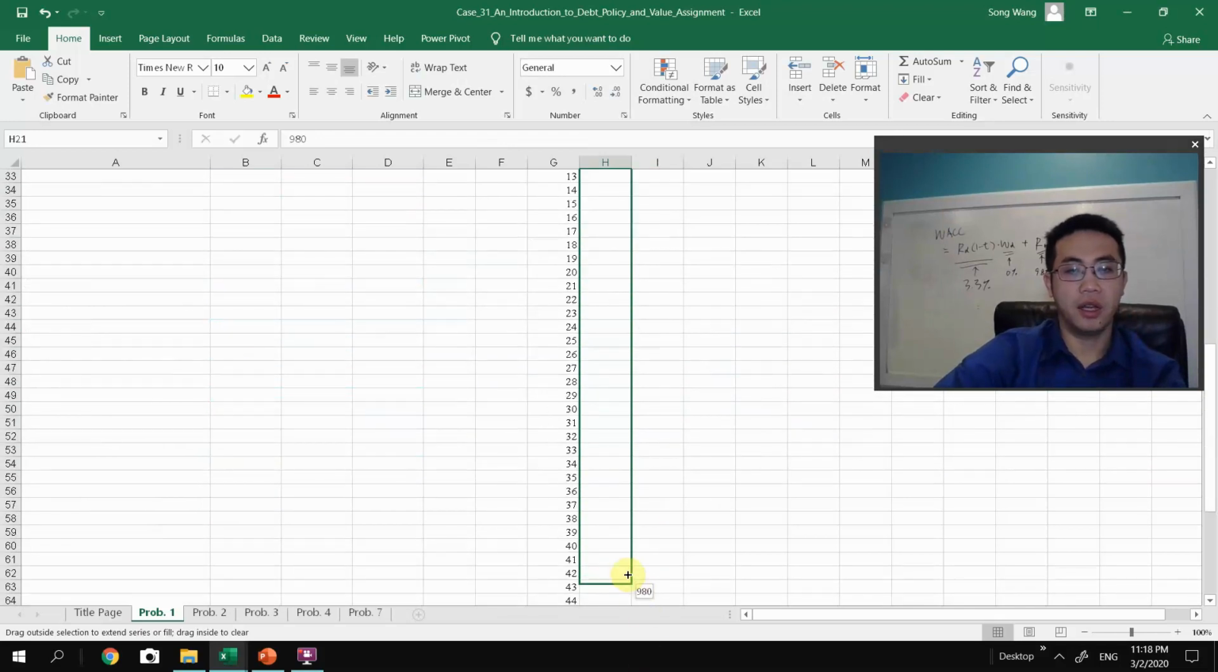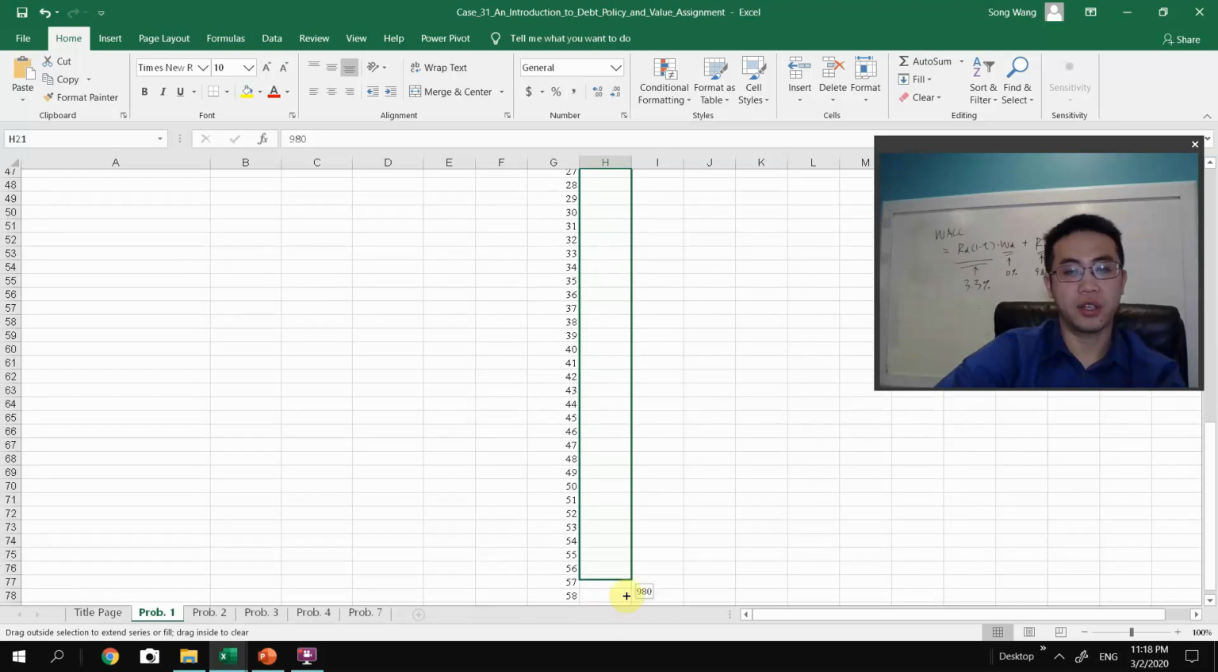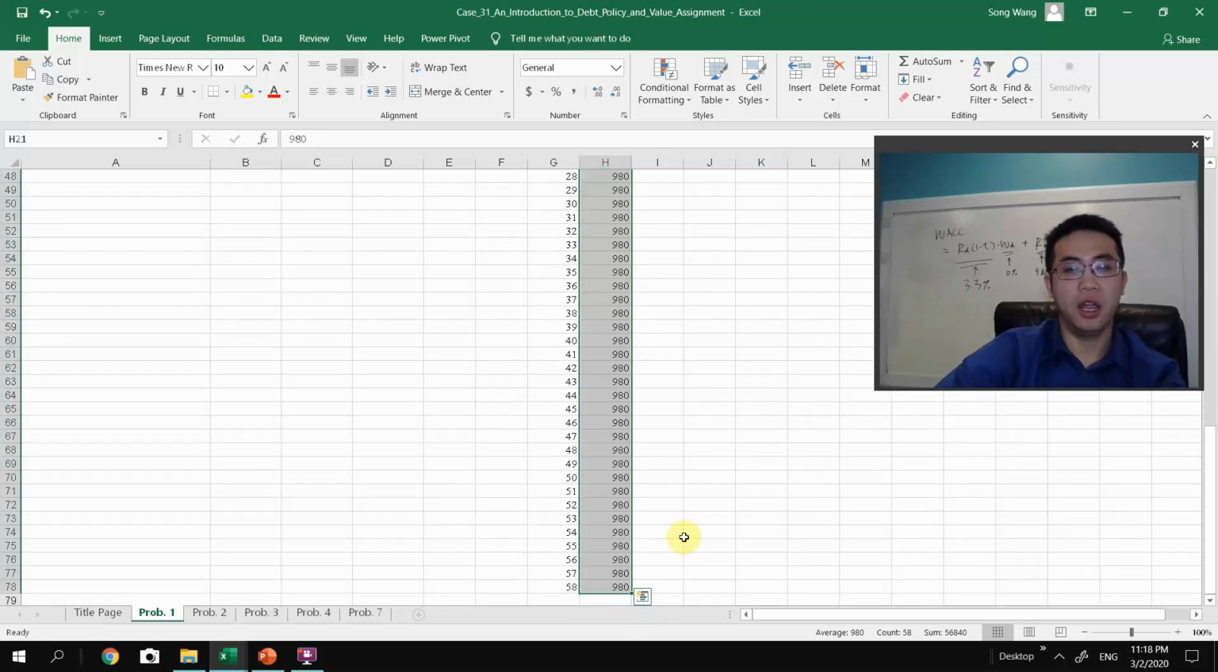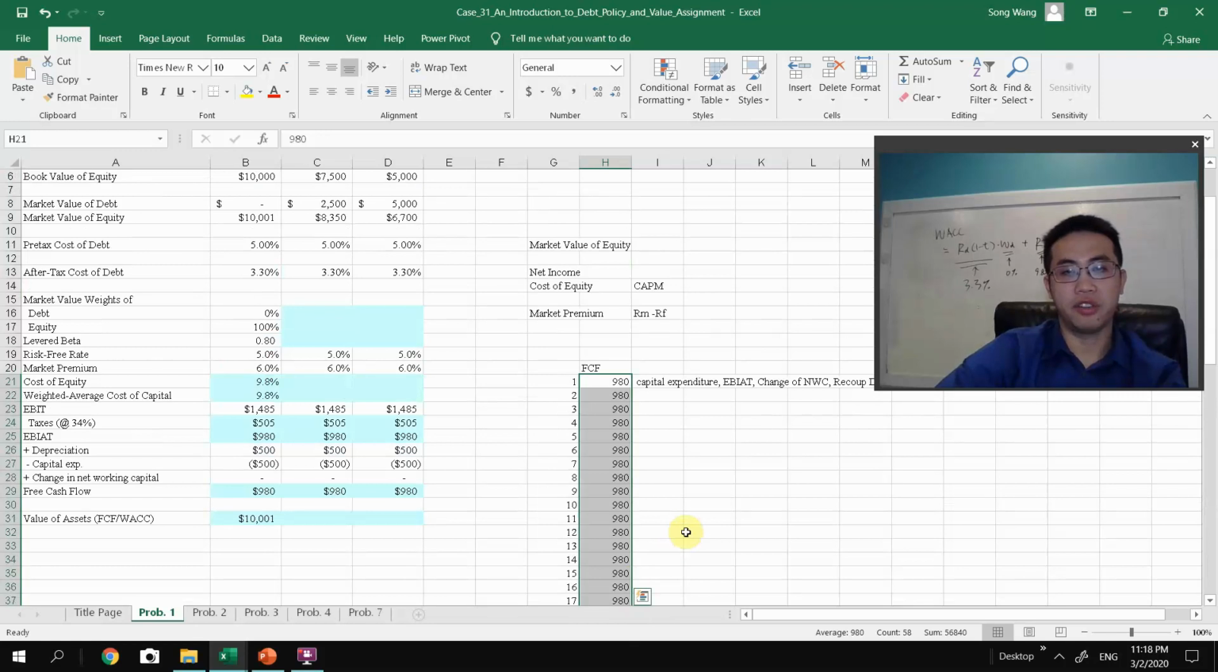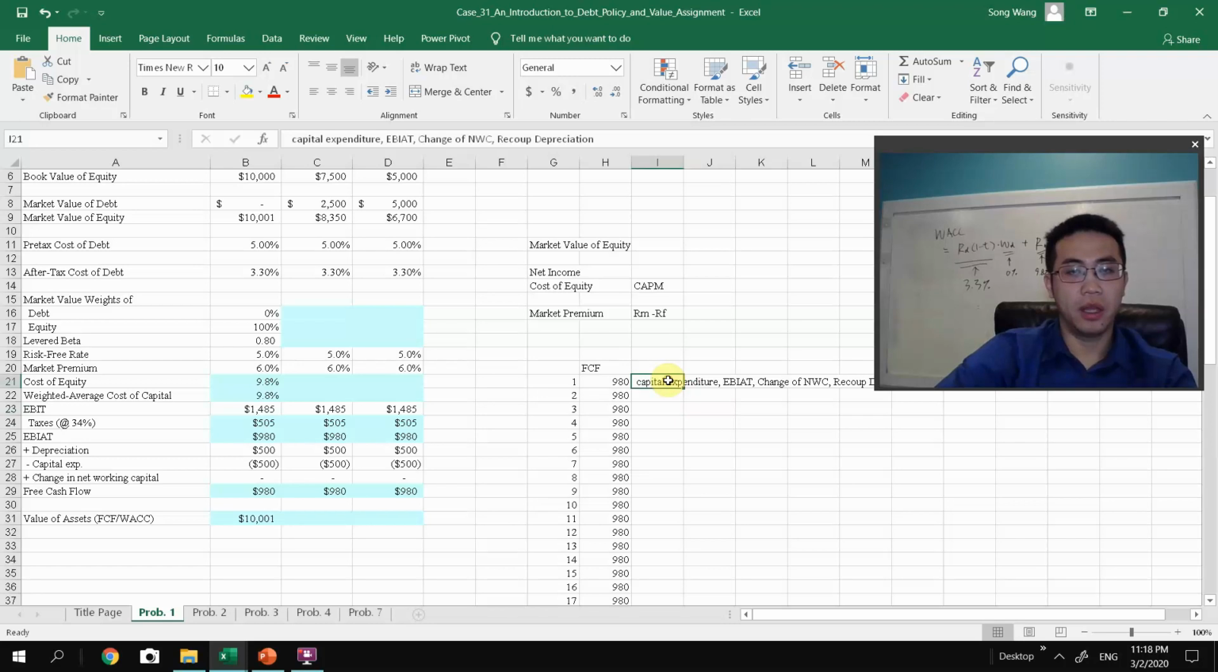And then the company is making 980. Assume we forecast the company is making 980 all the way for the next 50 years. Well, definitely it's going to be different than 980, but we don't have any more information to do the forecast. So 980 is our best guess for the free cash flow in year 2, year 3, year 4, and year 5.